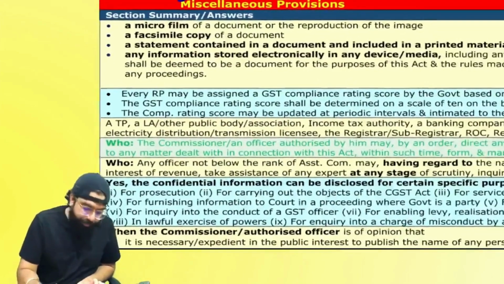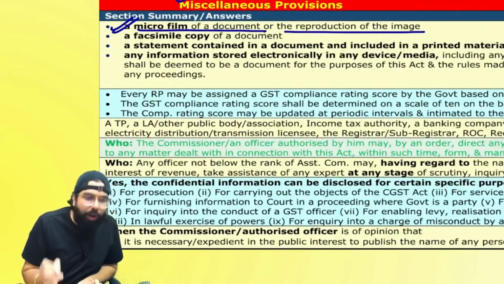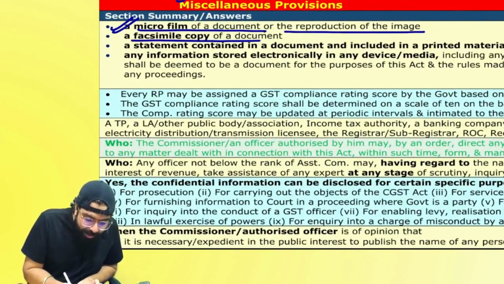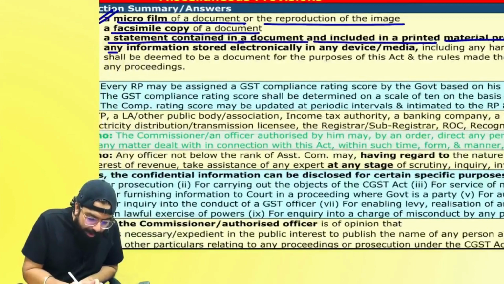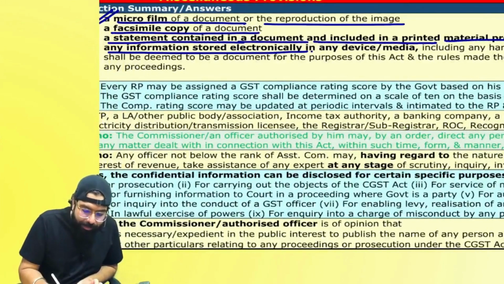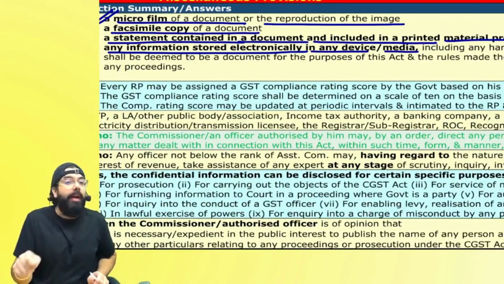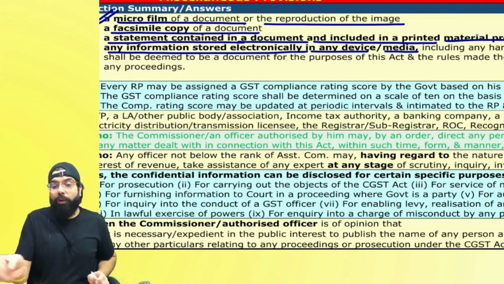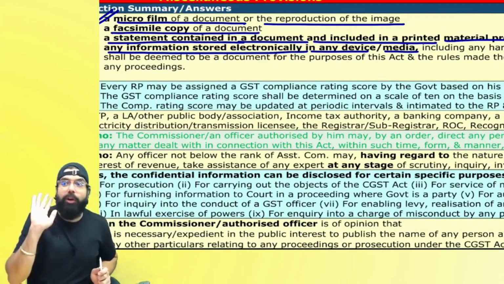Sir, they are telling a microfilm of a document or reproduction of the image, or might be a facsimile copy, a Xerox copy of a document, or a statement contained in a document and including a printed material produced by a computer, or any information stored electronically in any device or media. Might be in your mobile phone. They came to your office and they did a search. In the search, they took your computer, they took your mobile phone, they took your iPad, and they found one invoice. That can also be admitted as a document against you.